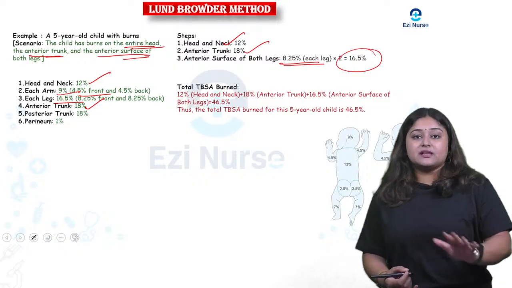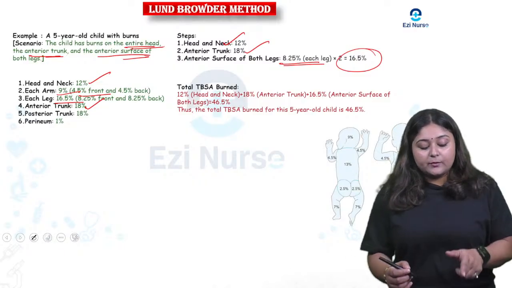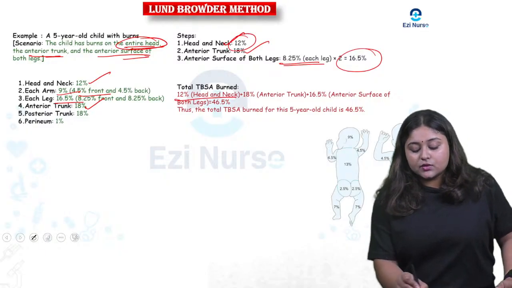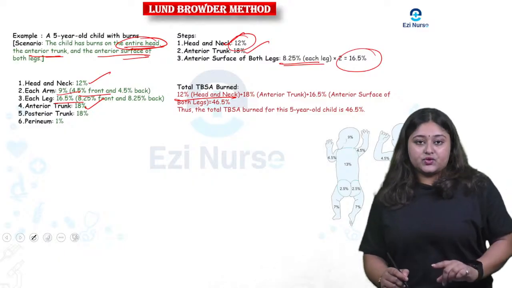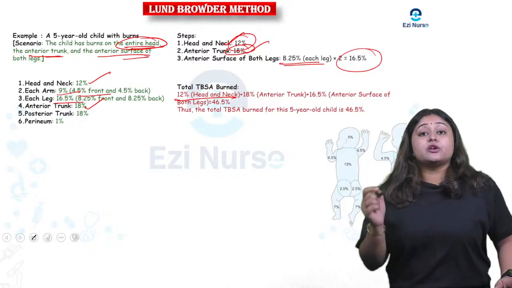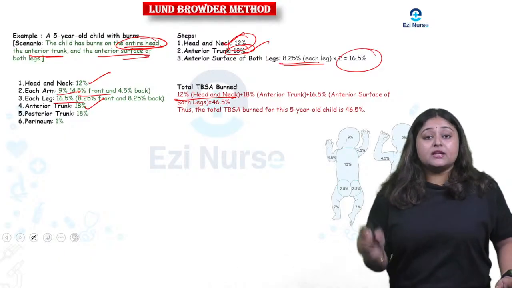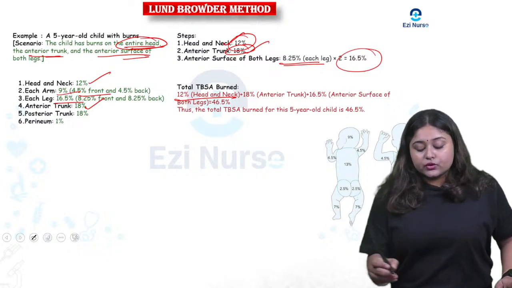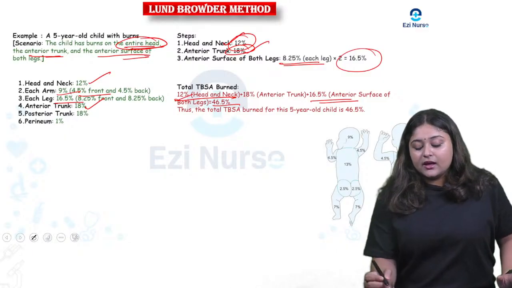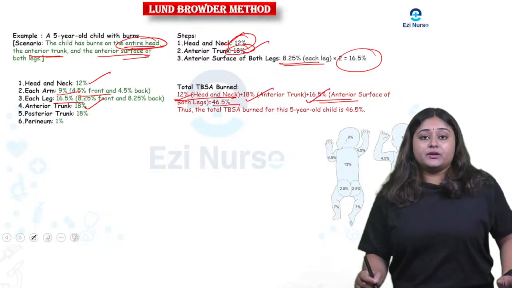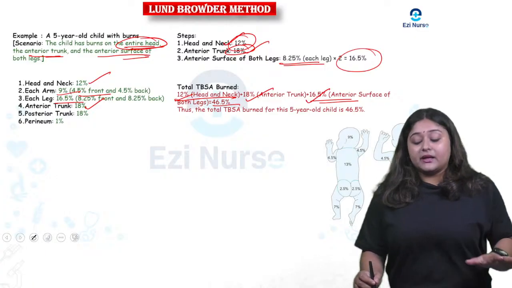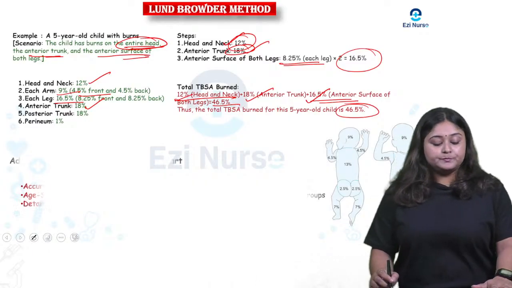So total TBSA burn based on this scenario, that is 12%, because they mentioned the entire head. So head and neck is equal to 12%, right? So 12% head and neck plus anterior trunk. Anterior trunk means the ratio should come 18%, and then anterior surface of both legs means 8.25% for each leg, means 2 times 8.25, so total 16.5%, right? So total TBSA is equal to 12% plus 18% plus 16.5%. Total 46.5%. So total TBSA according to the Lund-Browder method is 46.5%.